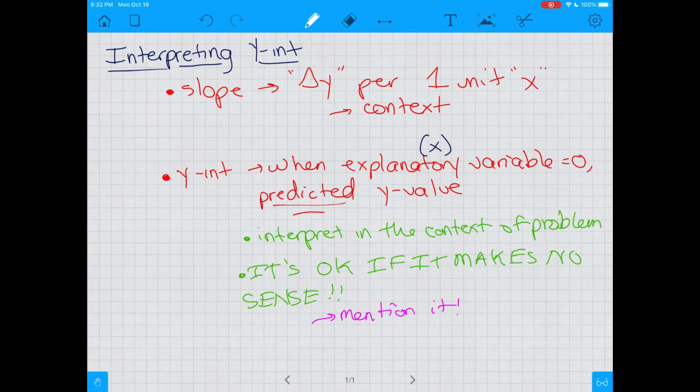So that's the short bit about how to interpret the y-intercept. It's pretty easy, just again, making sure we use that non-deterministic language, right? We're saying that's the predicted y value, not it is the y value.